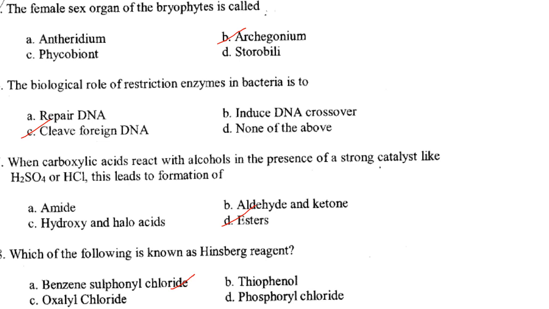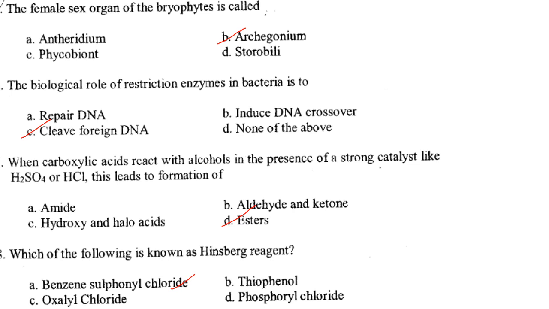Answer is option C. When carboxylic acid reacts with alcohol in the presence of a strong catalyst like H2SO4 and HCl, this leads to the formation of esters. Answer is D. Now, which of the following is known as Hinsberg reagent?